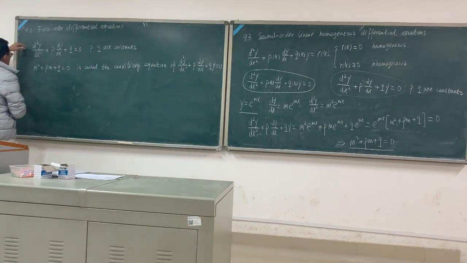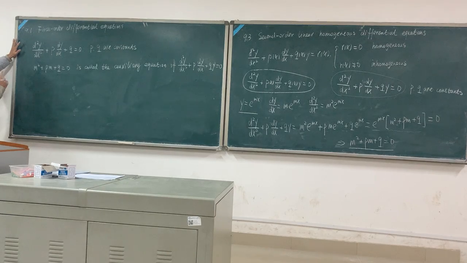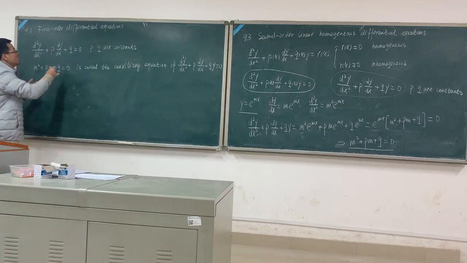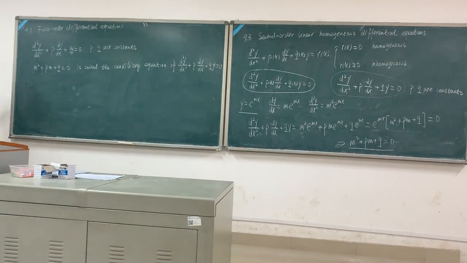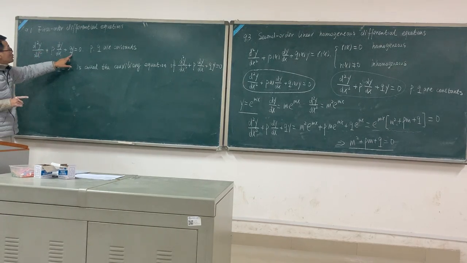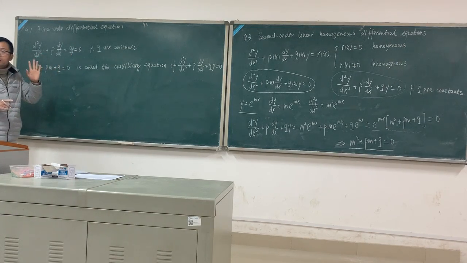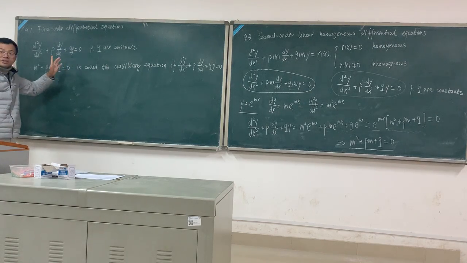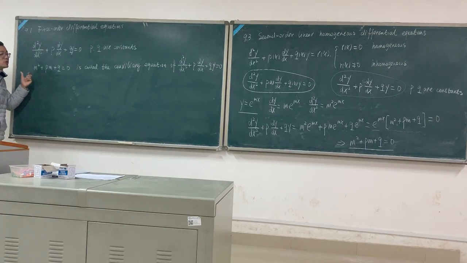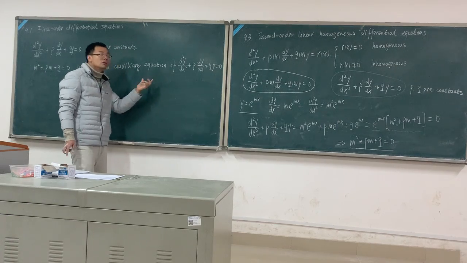Now, how do we find the auxiliary equation? You just need to replace the second order derivative by m squared, replace the first order derivative by m to the first power, and replace y by m to the 0 power. Then we get this equation, which is called the auxiliary equation.